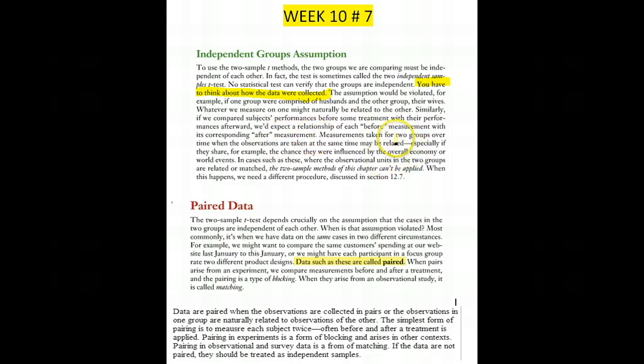So if the measurements are taken for two groups over time and the observations are taken at the same time, they may be related, especially if they share, for example, the chance they were influenced by the overall economy or world events. So you absolutely have to read the question and see how the data was collected. That's going to be the critical part of this assessment, so to speak.